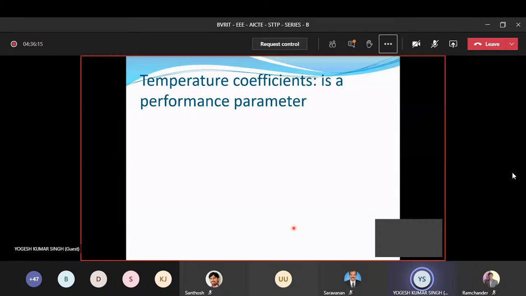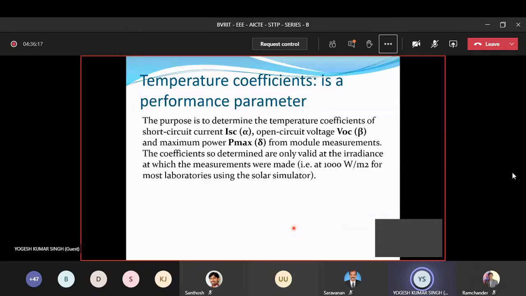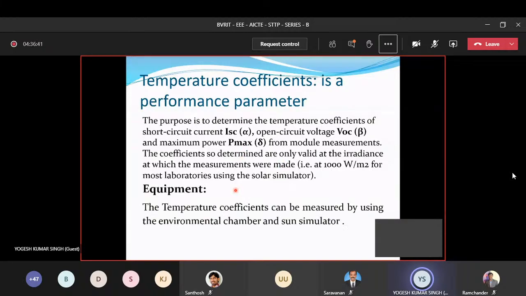So these are three different things. One is the short circuit current coefficient, which is represented by alpha. The open circuit voltage VOC coefficient is represented by beta, and the maximum power coefficient is sometimes denoted with gamma or sometimes delta. From module measurement, the coefficients are determined under different conditions. For the temperature coefficient, we require an environmental chamber and a sun simulator.